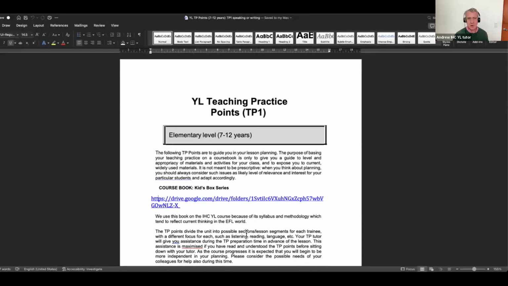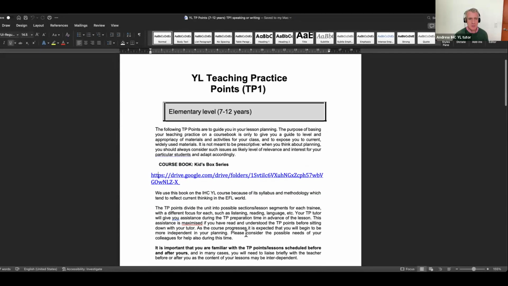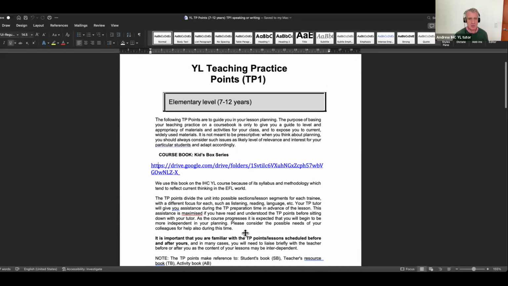So teaching practice points, TP1, for primary or elementary. The following TP points are to guide you in your lesson planning.